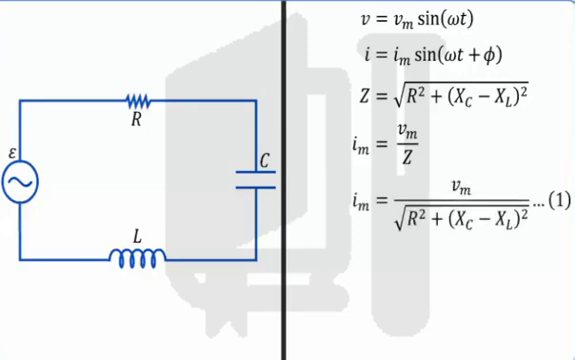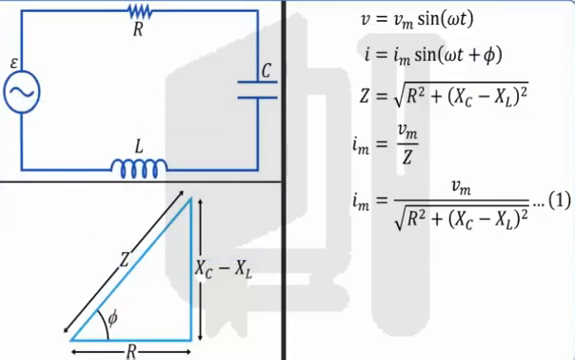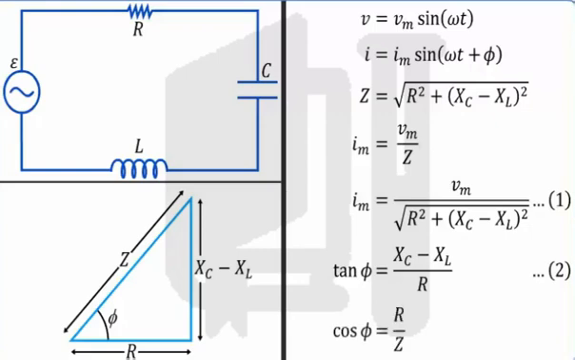From the impedance diagram of an LCR circuit, tan phi is equal to (Xc minus XL) by R. Let this be equation 2. And cos phi is equal to R by Z. Let this be equation 3.